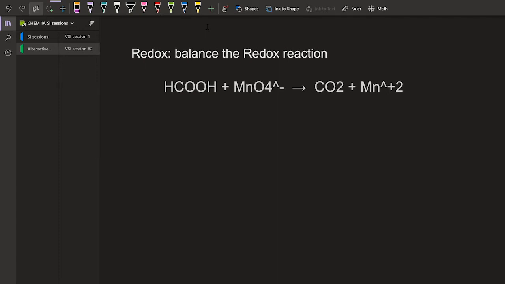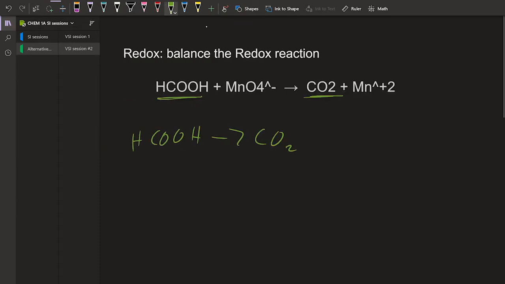So I'm going to split it by HCOOH with CO2. So I'm going to say HCOOH goes to CO2. And then I'm going to split it also between MnO4 minus with Mn plus 2.